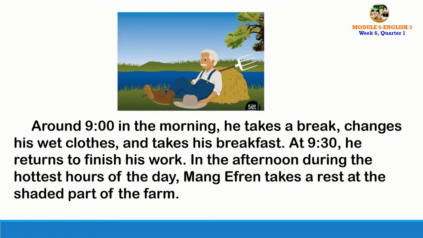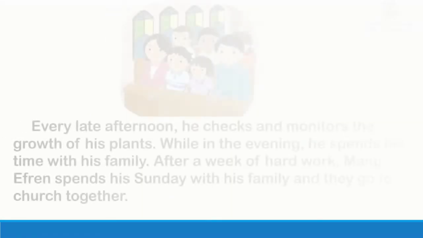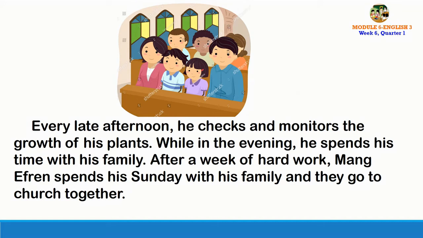Around 9 o'clock in the morning, he takes a break, changes his wet clothes, and takes his breakfast. At 9:30, he returns to finish his work. In the afternoon, during the hottest hours of the day, Mang Efren takes a rest at the shaded part of the farm. Every late afternoon, he checks and monitors the growth of his plants, while in the evening, he spends his time with his family. After a week of hard work, Mang Efren spends his Sunday with his family and they go to church together.